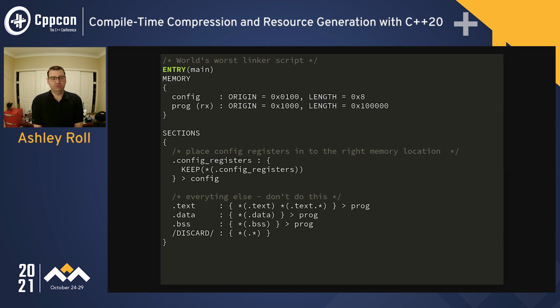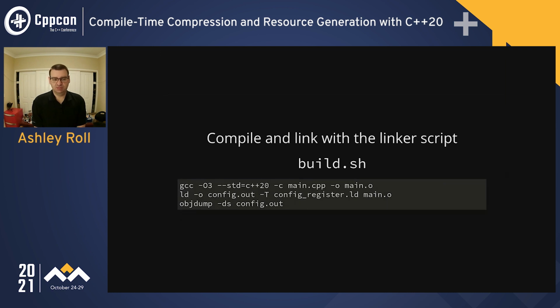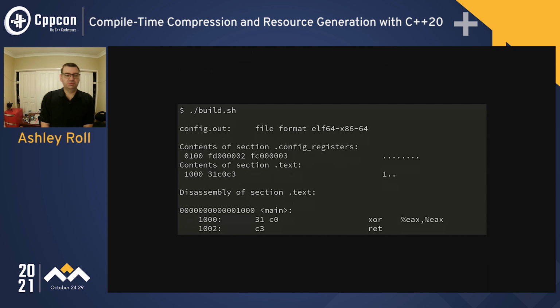So if we then use some script to build it and link it against that, we pass in our linker script here, and we create an output. And then I'm going to objdump the output, and we'll see what happened. Once we run that, we see we have a couple of sections. At 100 hex, we have these two 32-bit numbers, which are our configuration data in the right place and with the right values computed for us at runtime. And then we have a second section, which is our text, which contains our simple return 0 main function here.